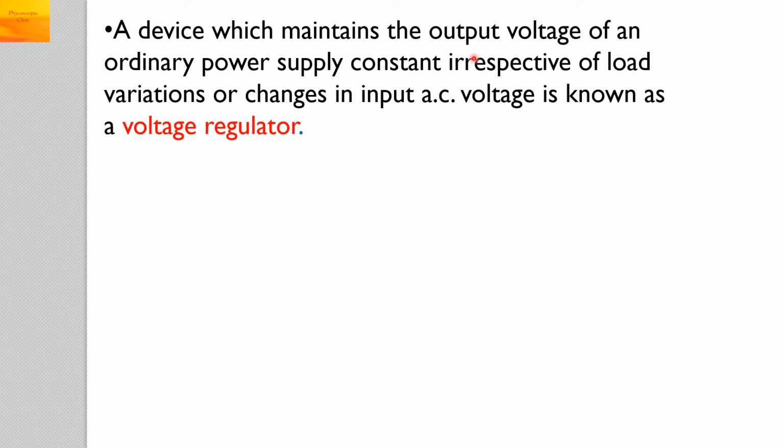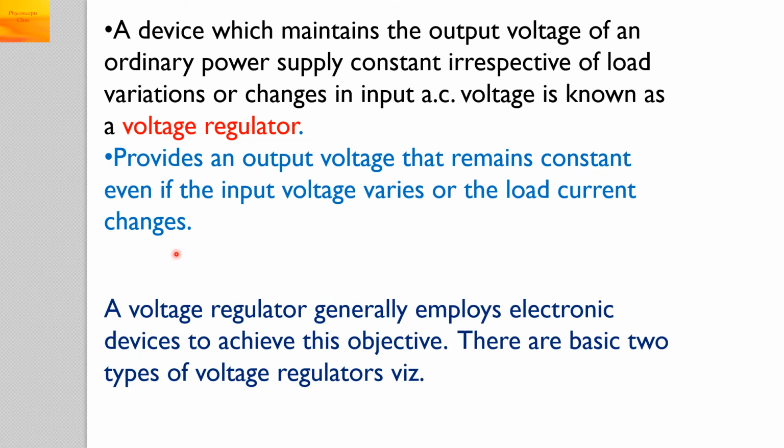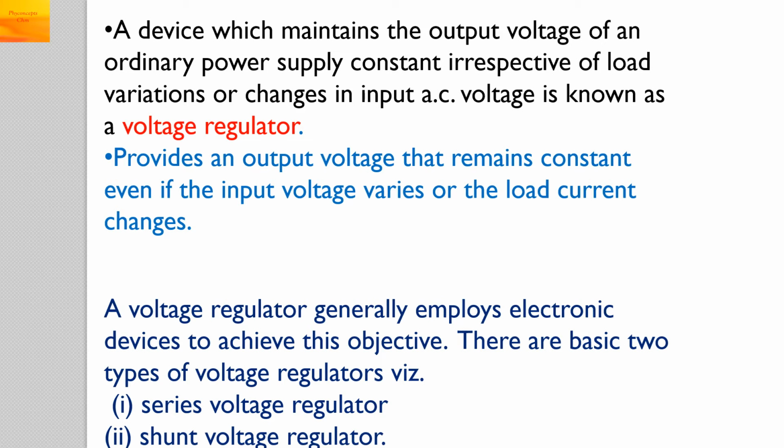A device which maintains the output voltage of an ordinary power supply constant irrespective of the load variations or changes in the input AC voltage is known as a voltage regulator. A voltage regulator provides an output voltage that remains constant even if the input voltage varies or the load current changes. A voltage regulator generally employs electronic devices to achieve this objective. There are basically two types of voltage regulators: series voltage regulator and shunt voltage regulator.